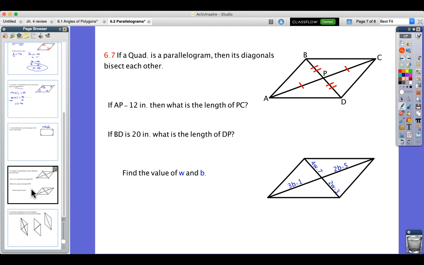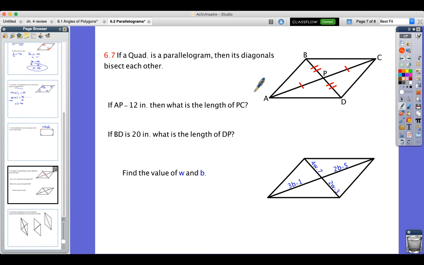We're almost done here. So if a quadrilateral is a parallelogram, then the diagonals will bisect each other. When you draw the diagonals, as we talked about in 6.1, they will cut each other in halves. Now, the whole diagonals are not the same length. So BD does not equal AC. But when they intersect, they cut each other in half. So BP equals DP, AP equals CP.